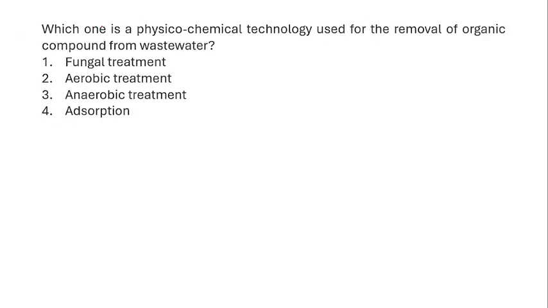Next question is which one is a physicochemical technology? So the question is which one is a physicochemical technology for the removal of organic compounds from wastewater? Fungal treatment, aerobic treatment, adsorption. In all these, we use fungi, aerobic microorganisms, and anaerobic microorganisms, so all these come under the biological category. Okay, so the only thing left out is adsorption. So this is the physicochemical technology which is used to remove the organic contaminants from wastewater.